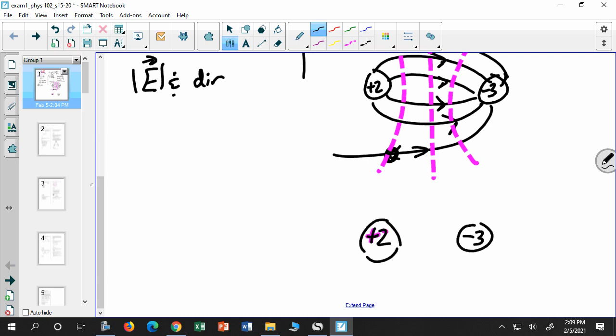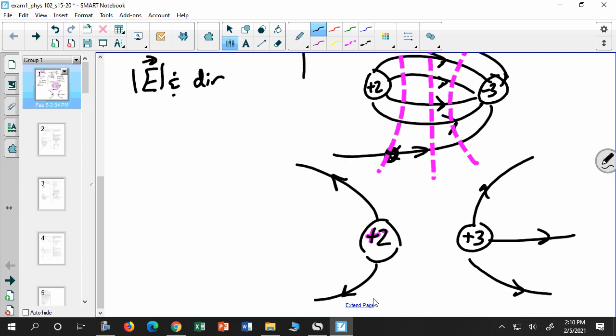You would have field lines going out like that, +2 +3 rather, and then like that. If I do 4 here, I have to do 6 here. Okay? But it won't be 2, 3. It'll be something else. I don't remember what it was. I'm pretty sure it was a plus and minus, but it might not have been. You should know how to do either.